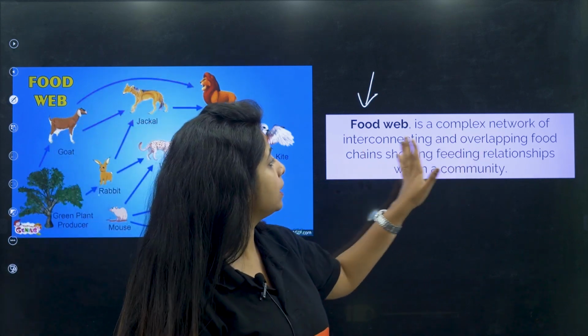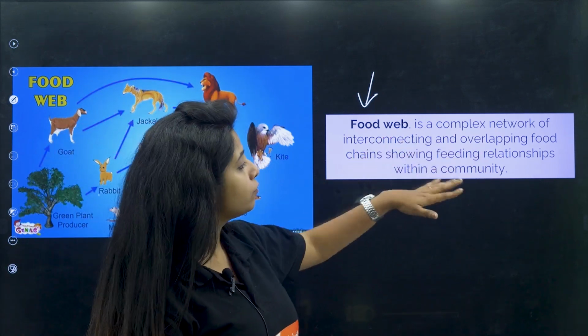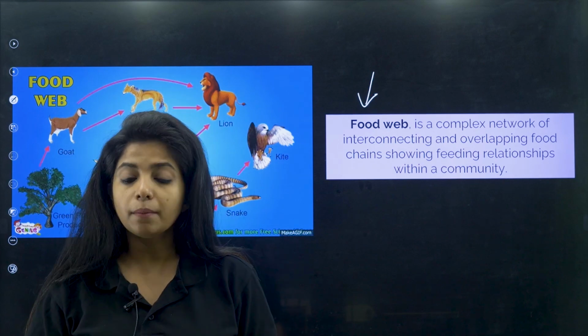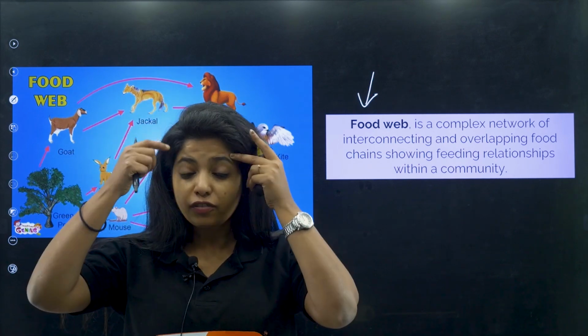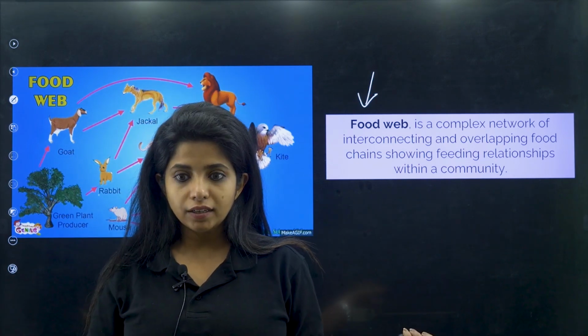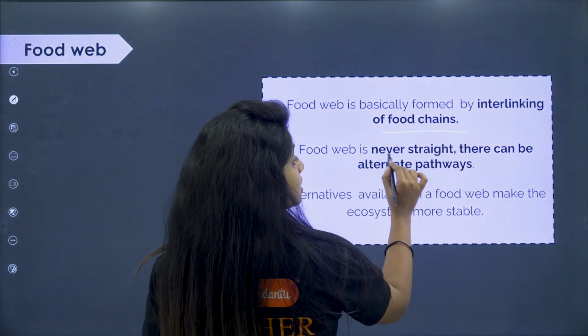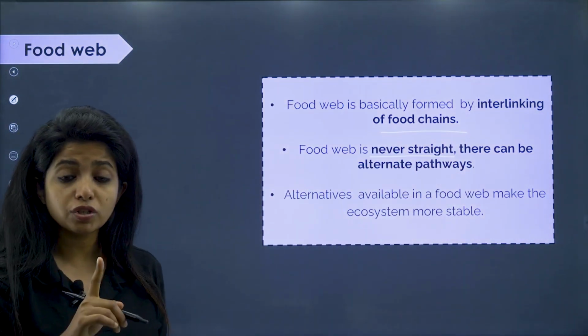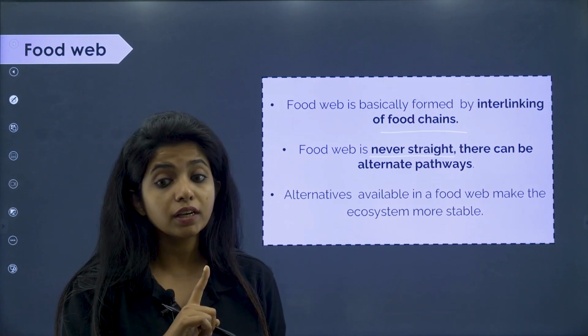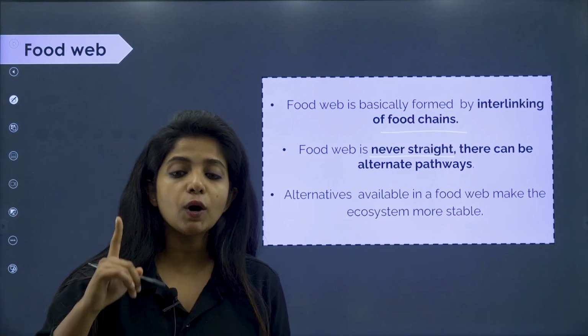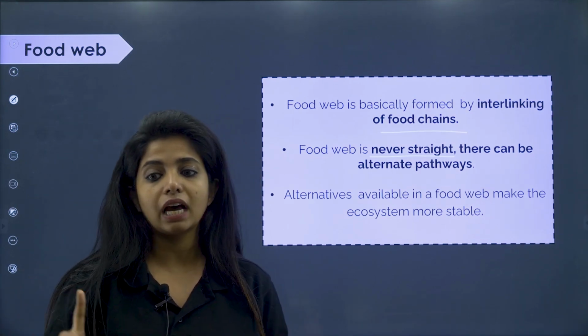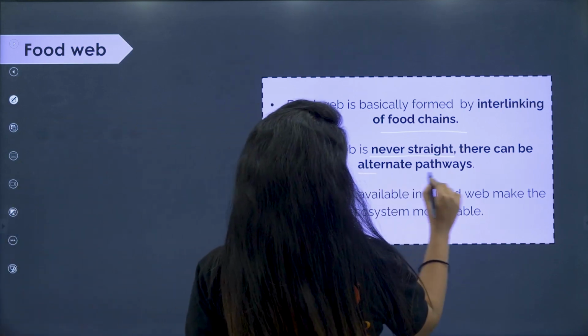So a food web is a complex network of interconnecting and overlapping food chains showing feeding relationships between or within a community. It shows the feeding relationship, right? How do they feed? That is being shown over here. Now a food web is basically formed by interlinking food chains. It is never straight. When you talk about a food chain, it was a straight line, but over here, do you see it straight? No, there can be alternate pathways. There can always be alternate pathways, my dear children.